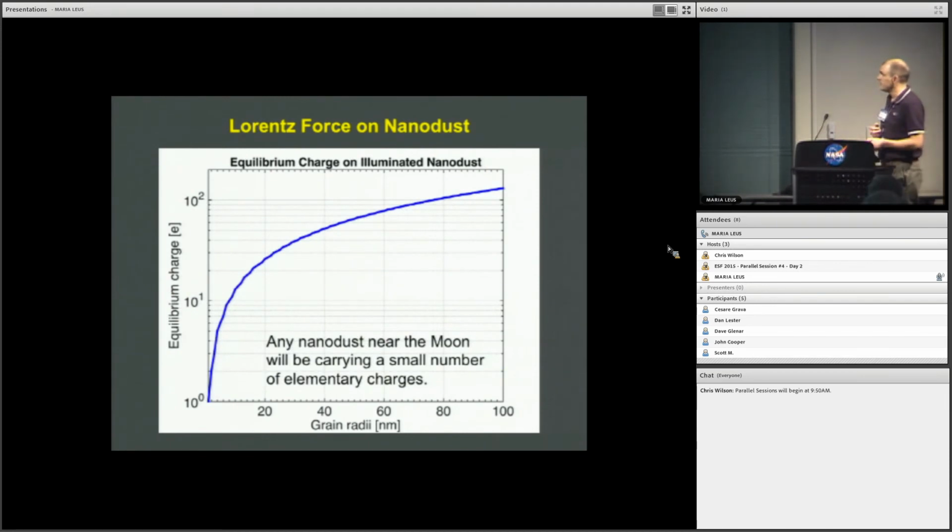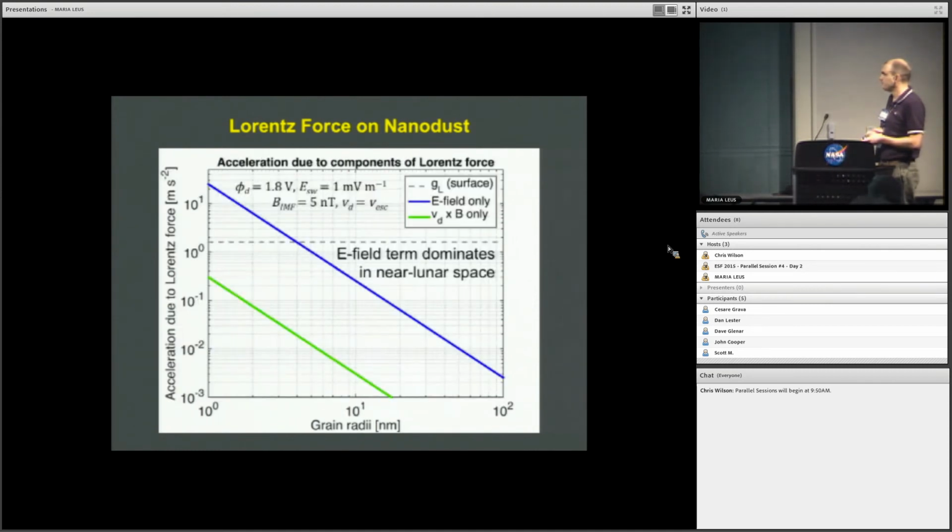Just another point here is that with these very tiny grains, you're actually counting the charge on the dust grain in electron charges, in elementary charges, so they're collecting very few net charges.